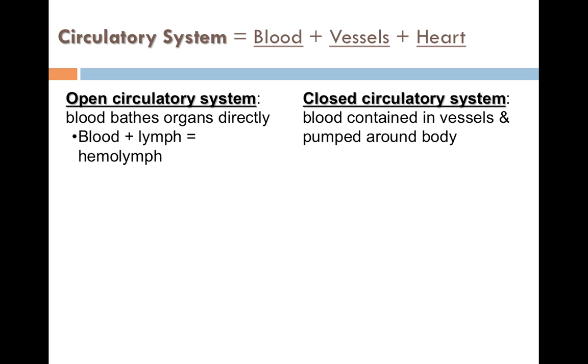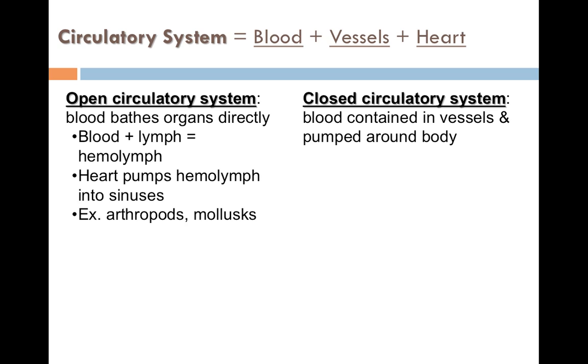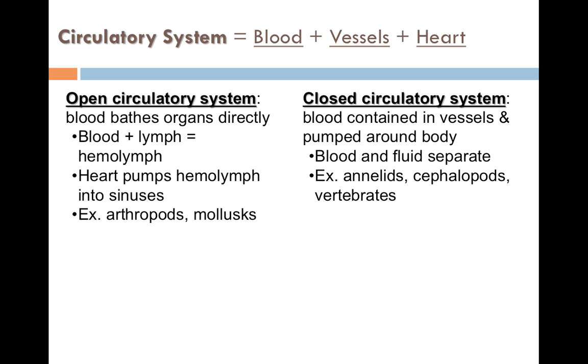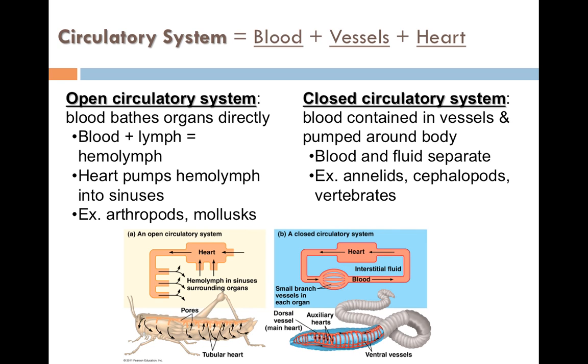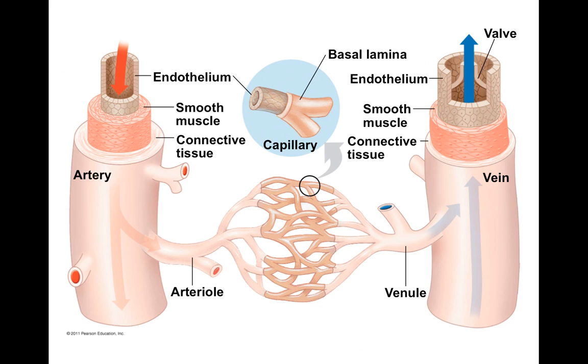So in an open system, the blood and the lymph is something called a hemolymph. It's all kind of in one pool. The heart pumps hemolymph into sinuses. This is arthropods, mollusks, clams, most shellfish. In the closed system, the blood and fluid are separate. This is all annelids, cephalopods, vertebrates, anything mostly with a spinal column. That's with a closed system.